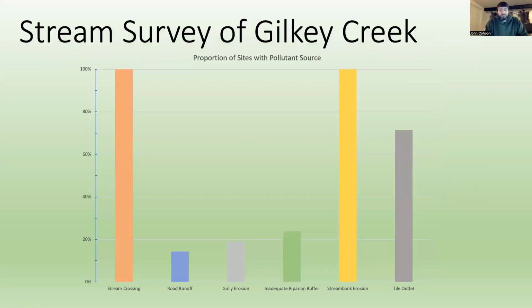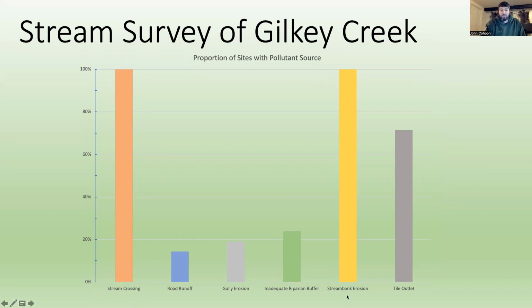And these were the metrics that we were using to evaluate non-point source pollution within Gilkey Creek. Now, a couple of things that I do think are worth pointing out. Stream crossing is incredibly high, but that is artificially high because the way that we determined where we were going to conduct our survey points was by looking at stream crossings. So making sure that every point also included that stream crossing component was baked into the methods in our study. So saying that all of Gilkey Creek is a stream crossing is not true. It just happens to be an artifact from the way that we designed our study.